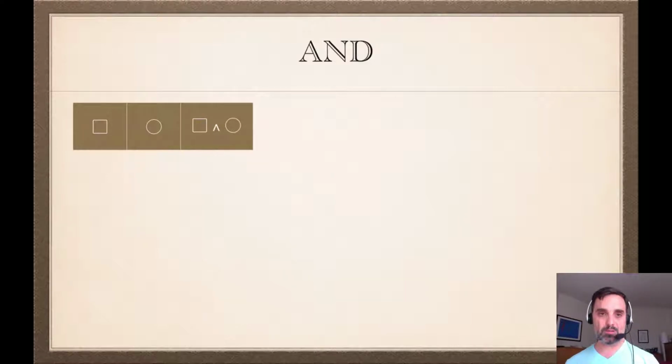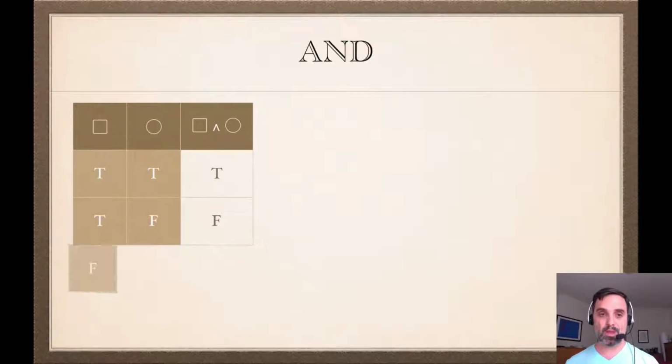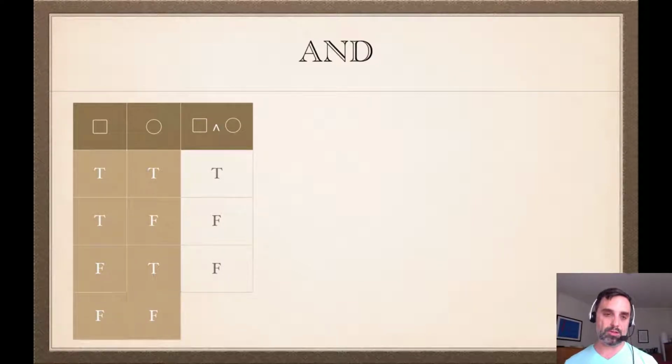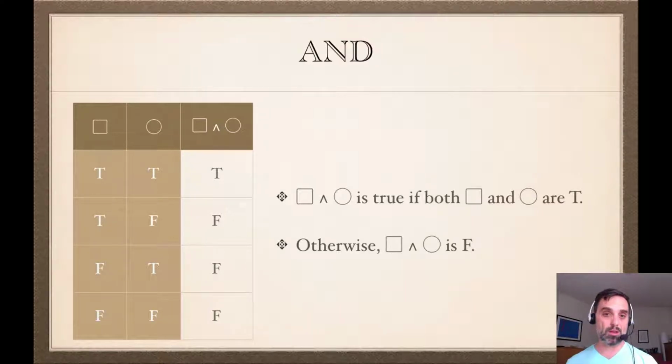So let's look at our new symbols. So we have and, and this has the pretty obvious truth table. If square is true and circle is true, then square and circle is true. If square is true and circle is false, then square and circle is false. If square is false and circle is true, then again square and circle is false. And finally, if both square and circle are false, then square and circle is false. And that tells us what the meaning of the conjunction is. It's true if both of its conjuncts are true, and it's false otherwise.